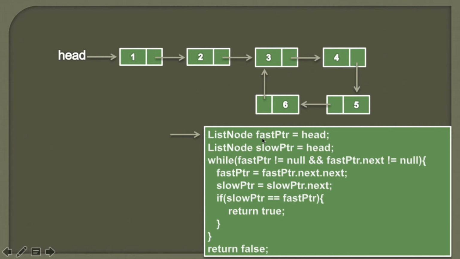Now in the first step, we are simply creating the reference of list node by name fast pointer, which is pointing to head. So it looks something like this. So here you see, as head points to this first node, now fast pointer will be referring to this first node. Moving ahead, we'll also create one slow pointer which will refer to the head. So it would look something like this. Moving ahead.